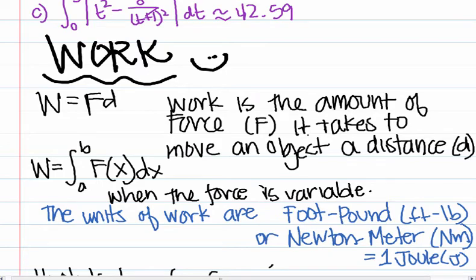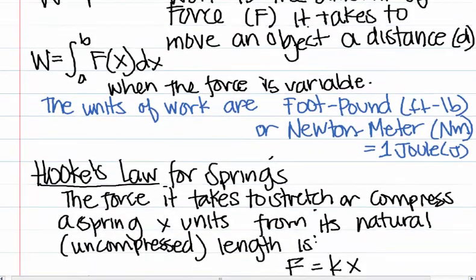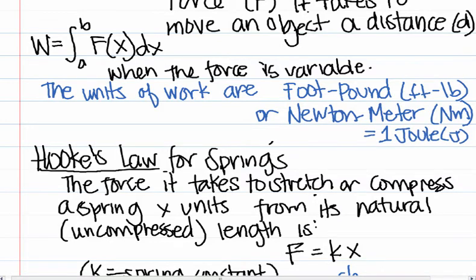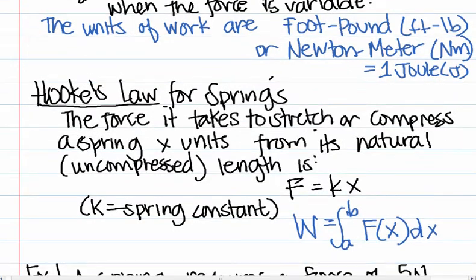Okay, the next thing we're going to do is a little bit of work. So work is the amount of force that it takes to move an object a distance d. And when you have a variable force, we say that work equals the integral of f of x from a to b, so moving it from point A to point B. The units of work are foot-pound or Newton meters, where a Newton meter is a joule. So this is English and metric system, so just familiarize yourself with both.